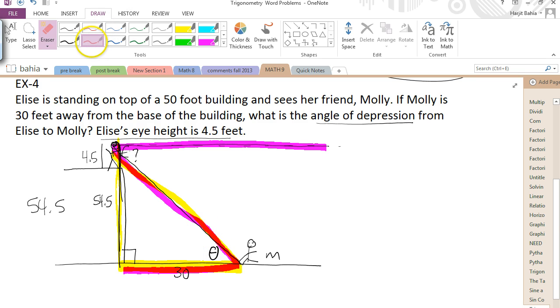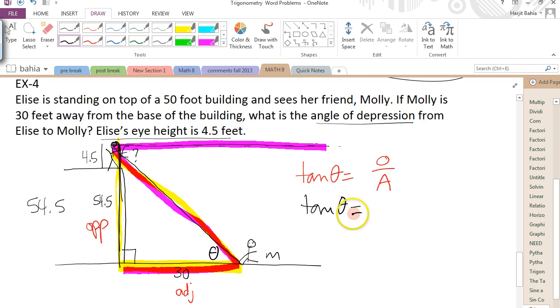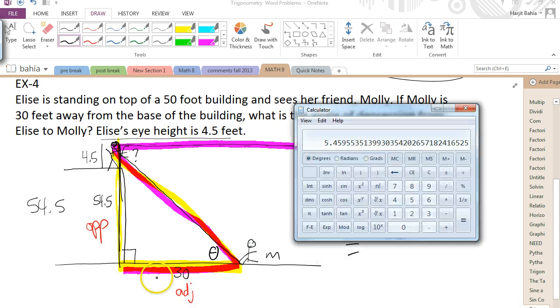Let's identify the sides of this triangle. This is adjacent. That's opposite. And that's what we need. That's a tan. By now, you know opposite adjacent, it's tan. Tan theta is equal to opposite over adjacent. Let's go back to my black. We don't know theta, so we'll just leave it as tan theta. The opposite is 54.5. The adjacent is 30. 54.5 divided by 30.